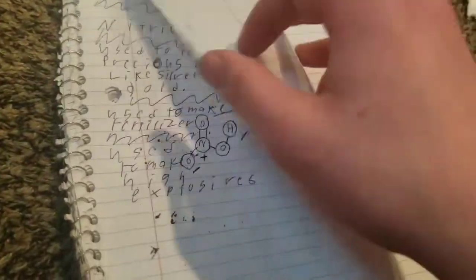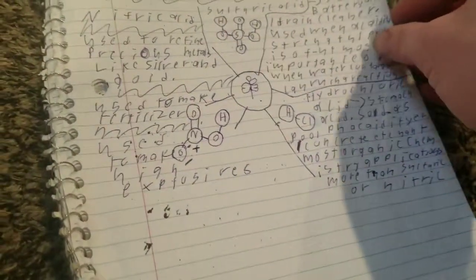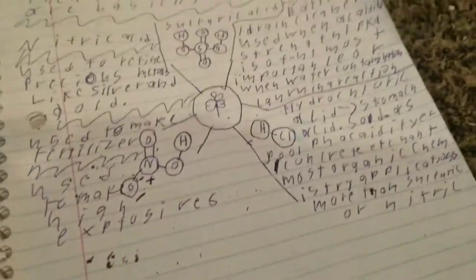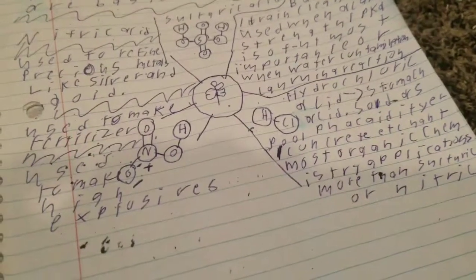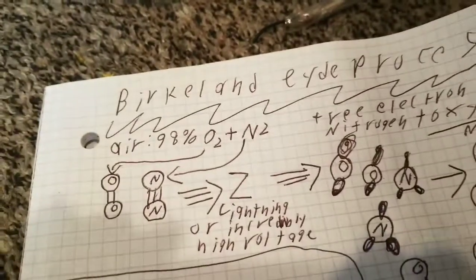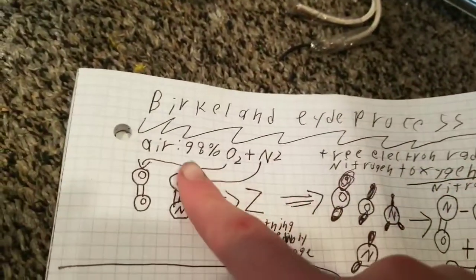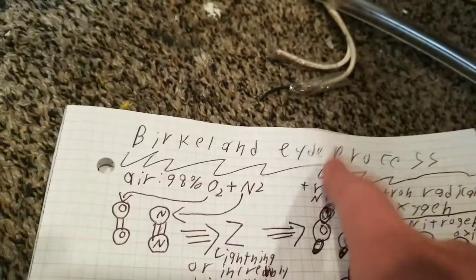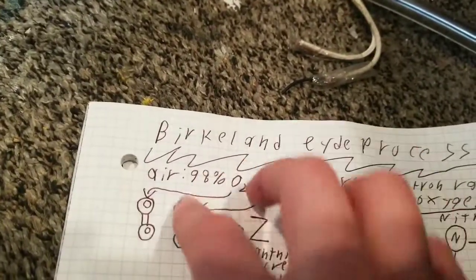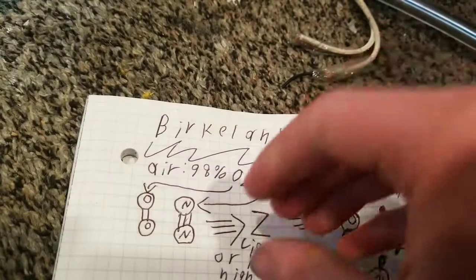I am going to be using the Birkeland-Eyde process to make nitric acid, so I'm going to explain that to you guys. Now, the Birkeland-Eyde process is the process that forms nitric acid naturally, and it was the old method of producing it industrially.